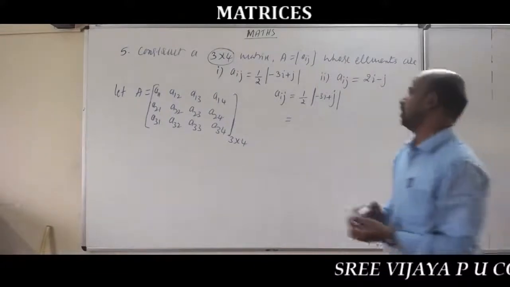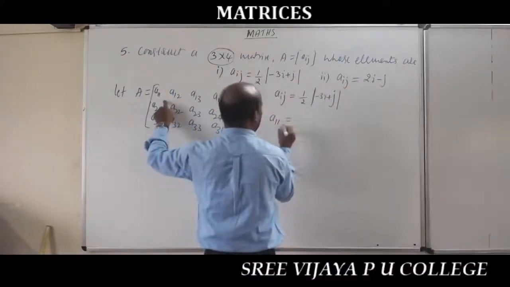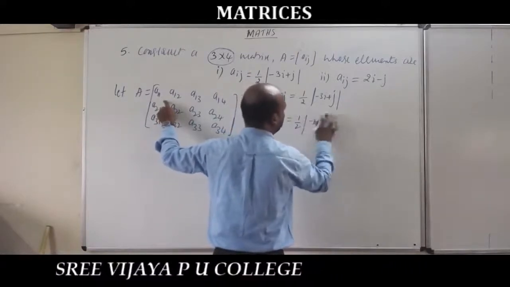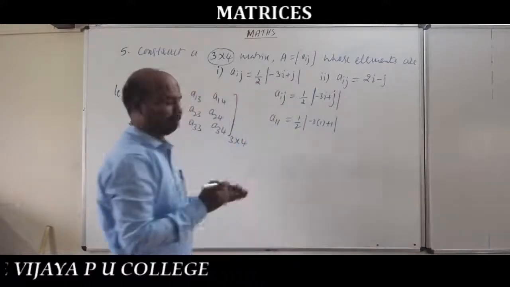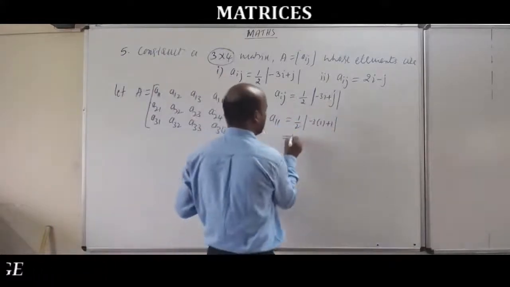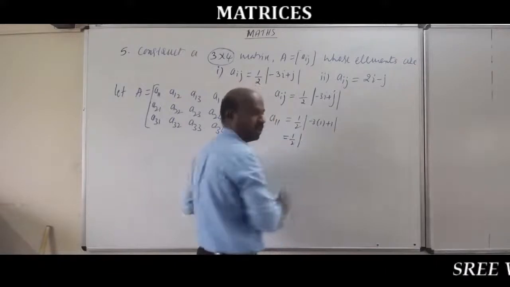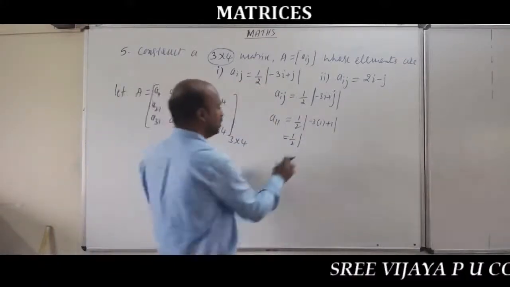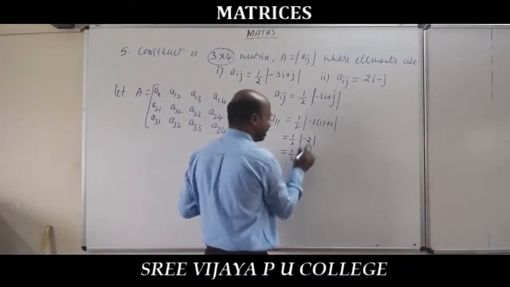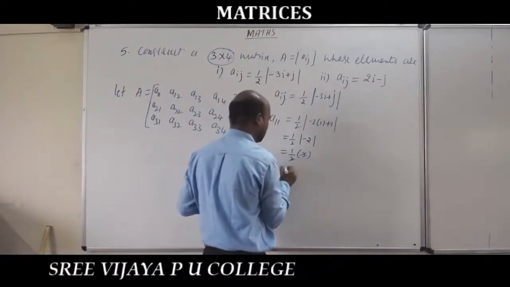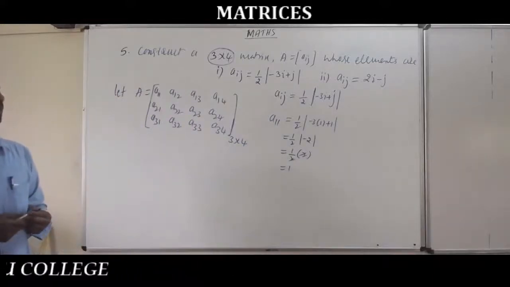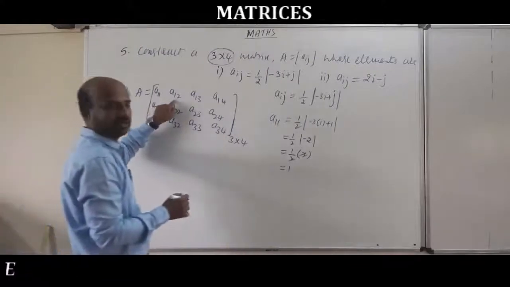So A11, first element. This is 1 by 2 modulus of minus 3 into 1 plus 1, where i equals 1, j equals 1. That is equal to 1 by 2 modulus of minus 3 plus 1, which is minus 2. So it becomes modulus of minus 2, that is 1 by 2 into 2, and the 2s cancel, you get 1. A11 is equal to 1.